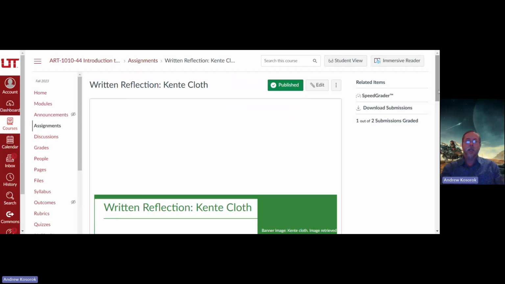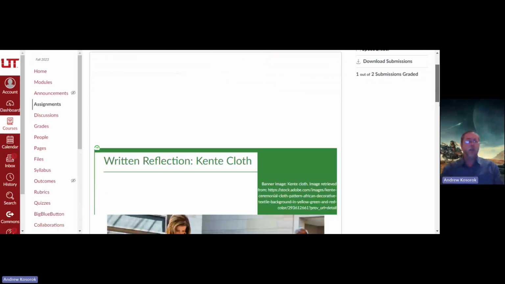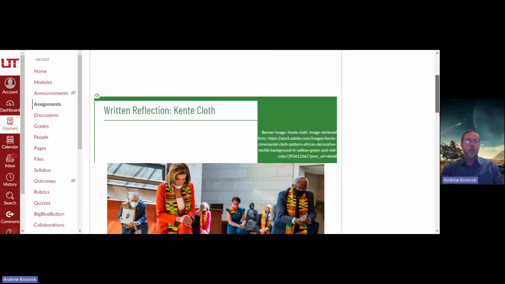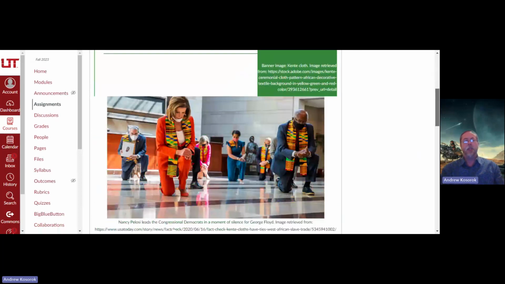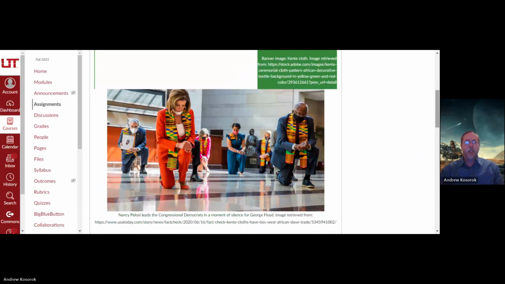Now, the next portion of the module, we talked about Kente cloth, and this is going to be a written reflection just on Kente cloth. Now, this is an interesting one because this is a politician response to the beating death of George Floyd, where Democrats from the US Congress decided to hold a ceremony where they bent the knee and were quiet in silence and respect of George Floyd as a way of protesting police brutality.